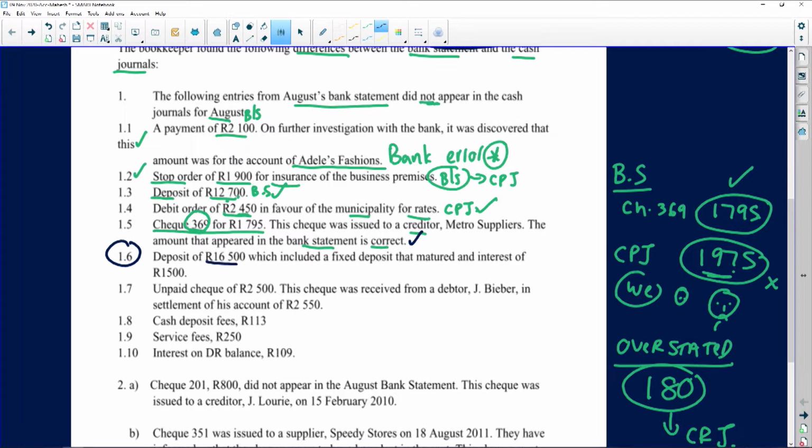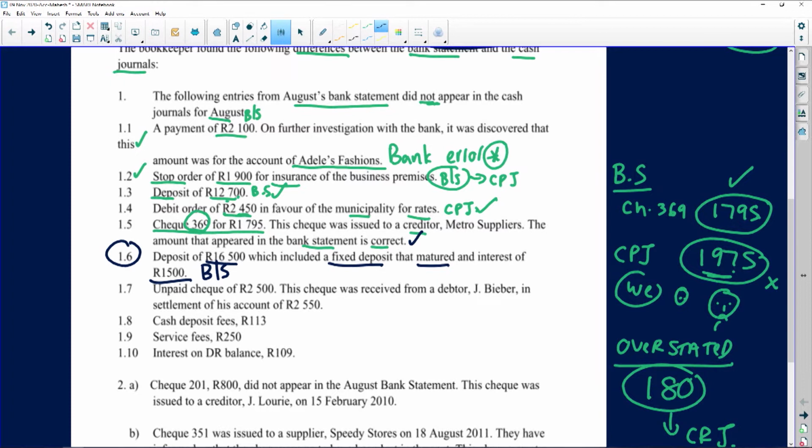There's a deposit of 16,500 Rand, which included a fixed deposit that matured and interest of 1,500. Once again, remember, this appears in the bank statement. Because I am not doing a proper cash receipts journal with proper amounts and details recorded, I can just focus on 16,500. You can break this up into 15,000, the fixed deposit, and 1,500, the interest, but I'm going to show it as the entire amount.